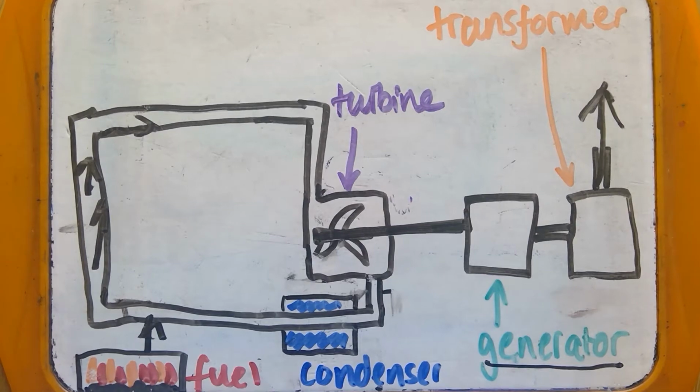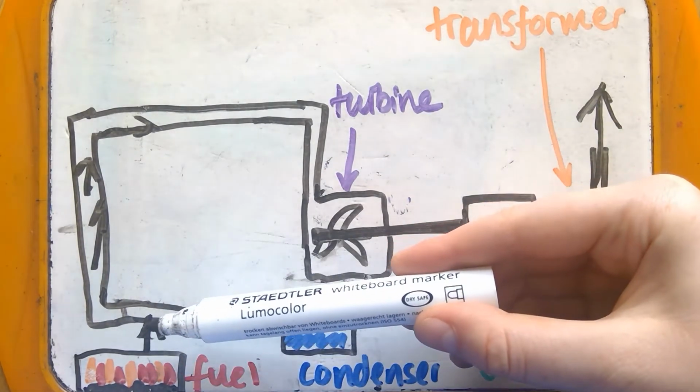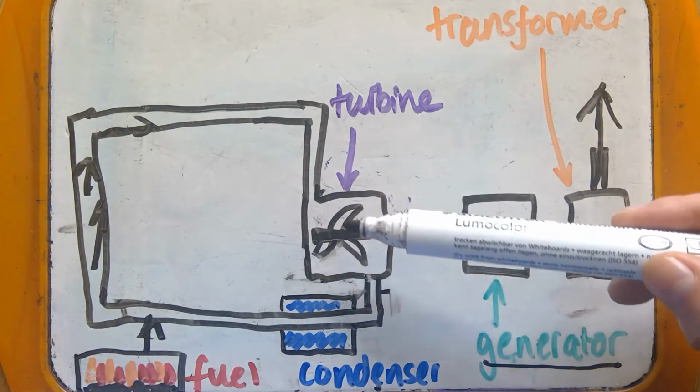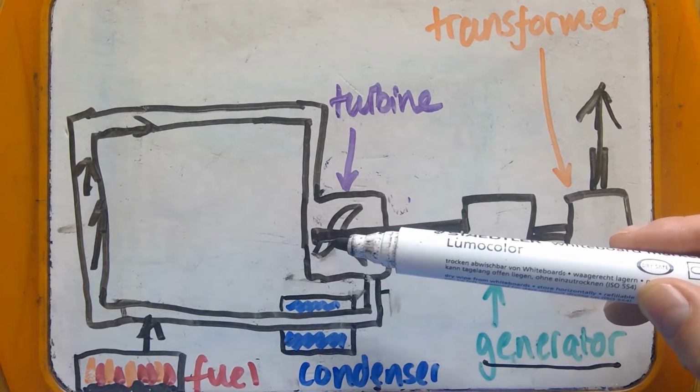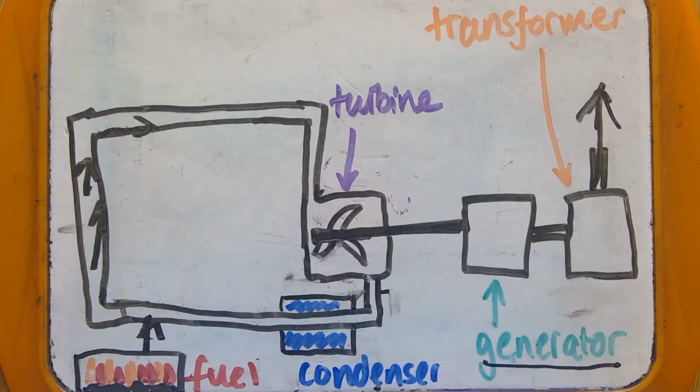So the chemical energy stored in the fuel is converted to heat energy to move round the steam, and then that's converted to kinetic or movement energy at the turbine, which is converted to electrical energy at the generator. Wow, that was quite complicated, wasn't it?